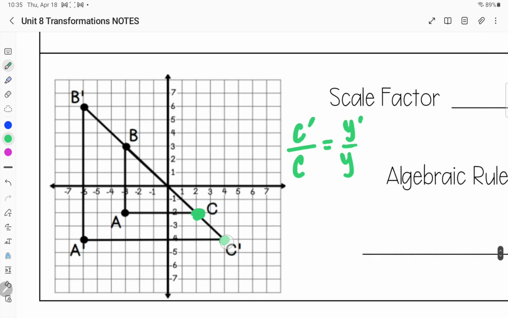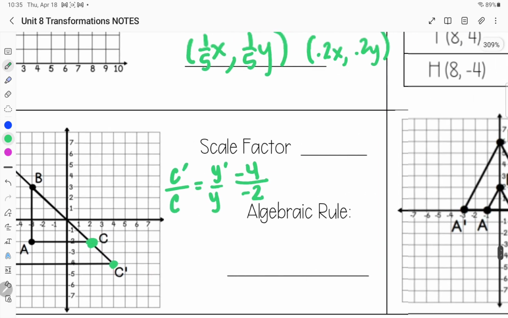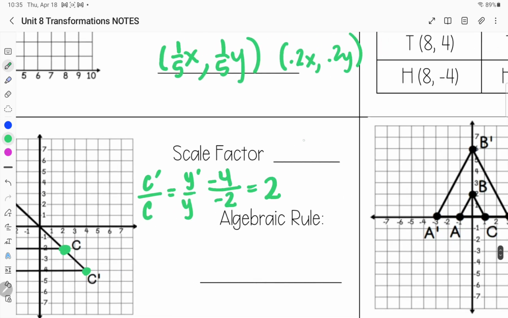My y value for C prime was at -4. My y value for C was at -2. So when I simplify this, I'm going to get 2. So my scale factor is 2. Algebraic rule, 2x, 2y. So take 2 times each x value, 2 times each y value to get your new points. All right, try these 2 on your own.